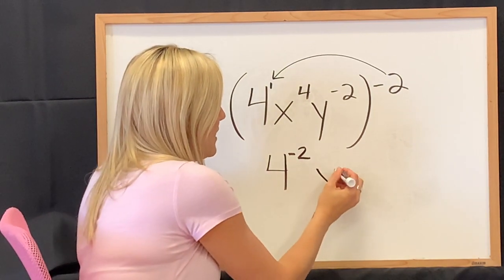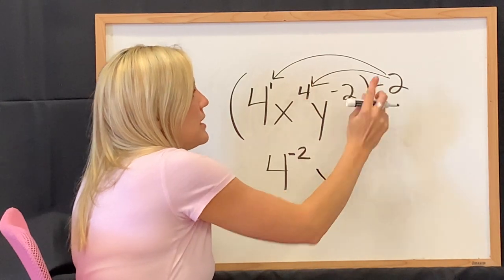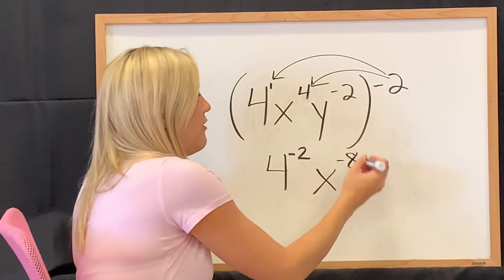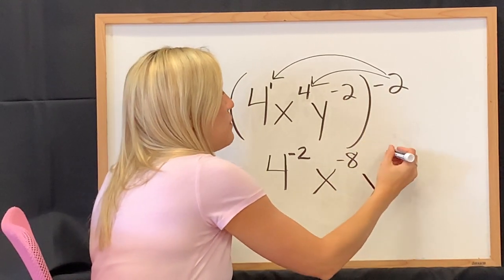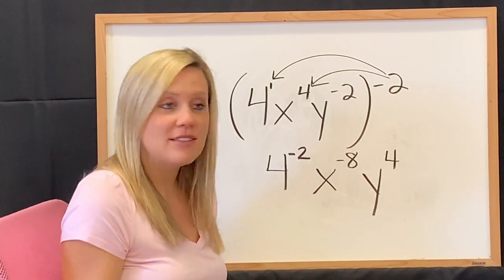And I have my x. I'm going to distribute this to here. 4 times -2 is -8. And then my last one, I have my y. -2 times -2 is +4. Don't forget, a negative times a negative is a positive.